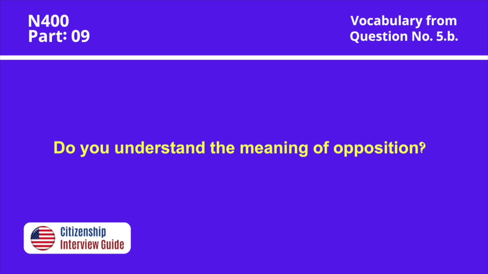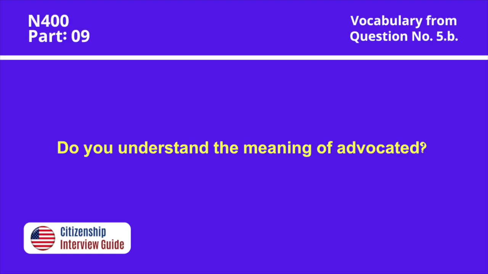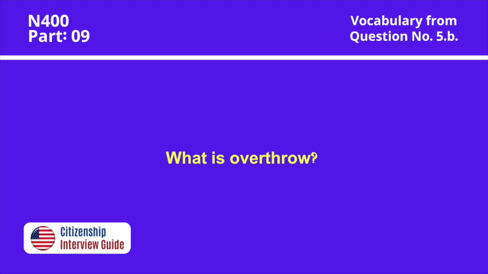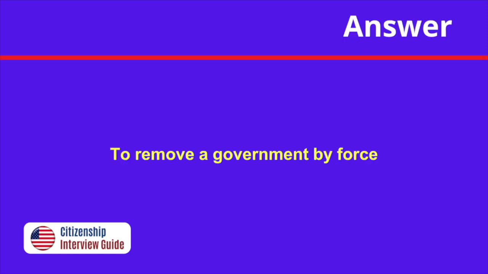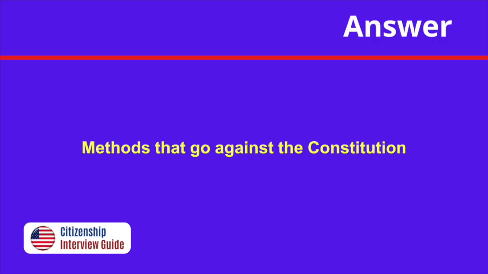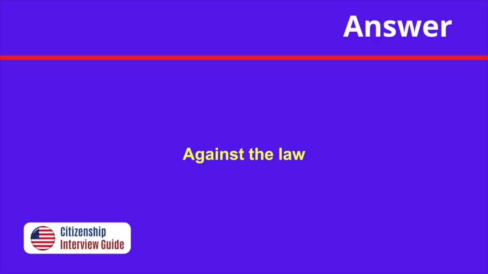Do you understand the meaning of opposition? Going against something. Do you understand the meaning of advocated? To support and promote. What is overthrow? To remove a government by force. What are unconstitutional means? Methods that go against the Constitution. Do you understand what unlawful is? Against the law.